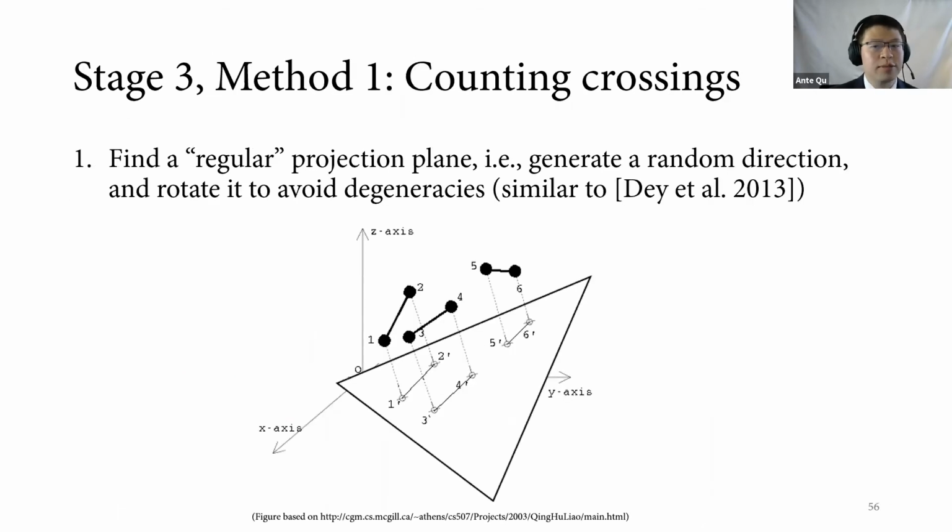To count crossings, we have to project line segments onto a 2D plane. So we need a regular projection. Basically, if no 2 vertices or intersections coincide at the same point, then the projection is regular. So we first generate a randomized direction, and then we use the sorted directions of line segments to rotate it to avoid degeneracies.